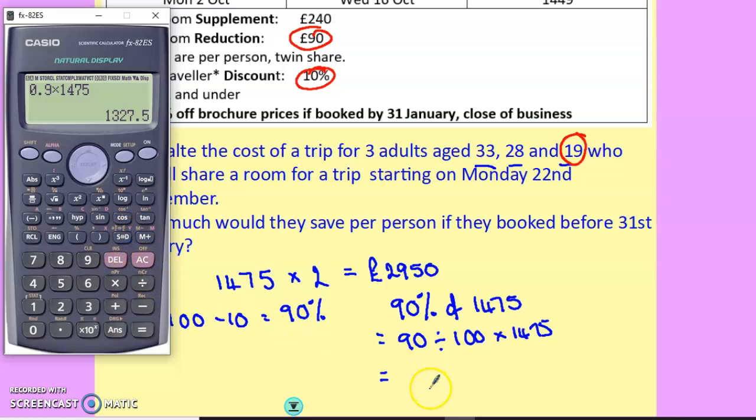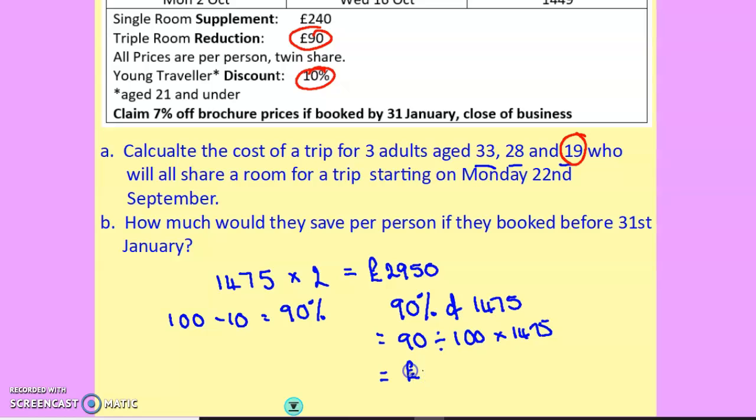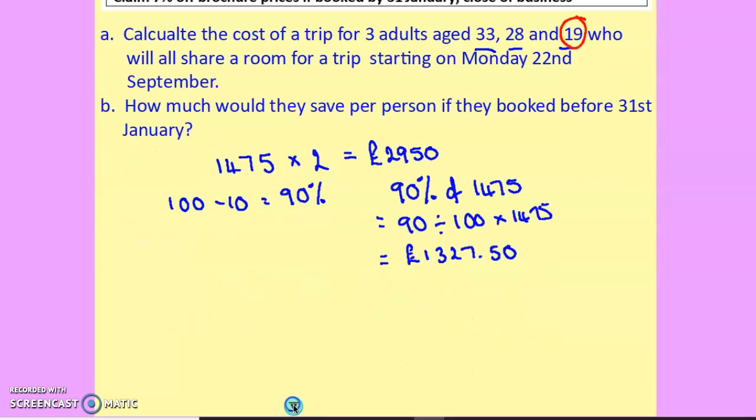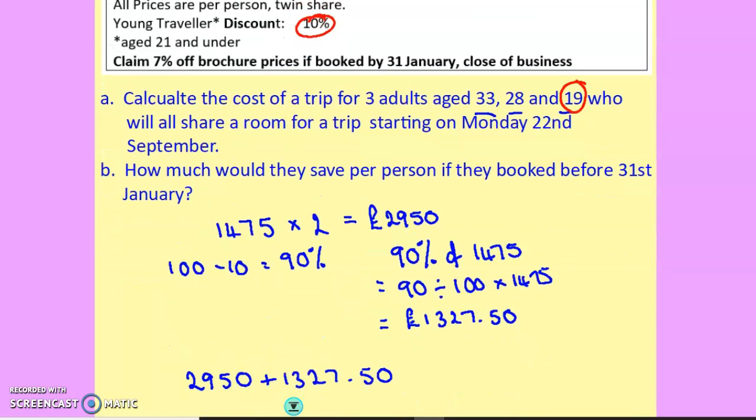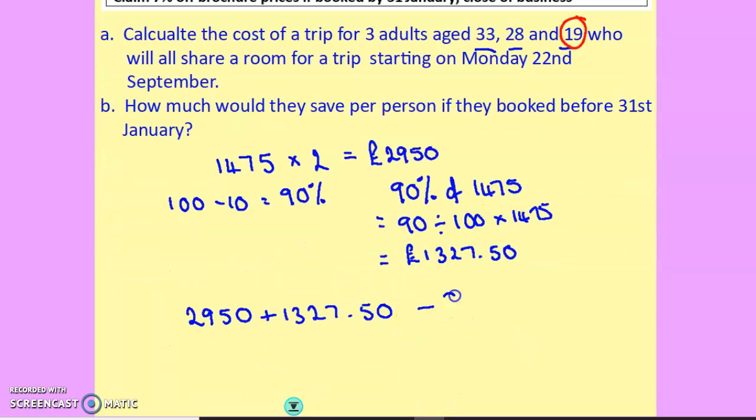So the 19-year-old is going to pay £1,327.50. Okay. So my 2 adults paying full price, £2,950. My one that gets my 10% discount is £1,327.50. I also need to remember that they are going to get a triple room reduction, so they're going to save £90. So I need to take that away.